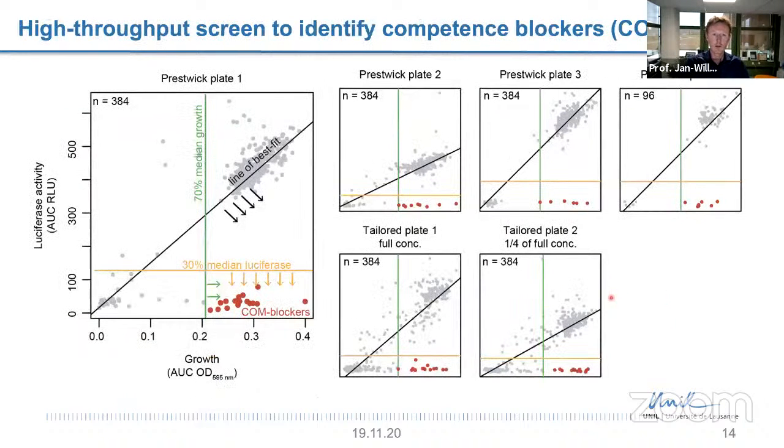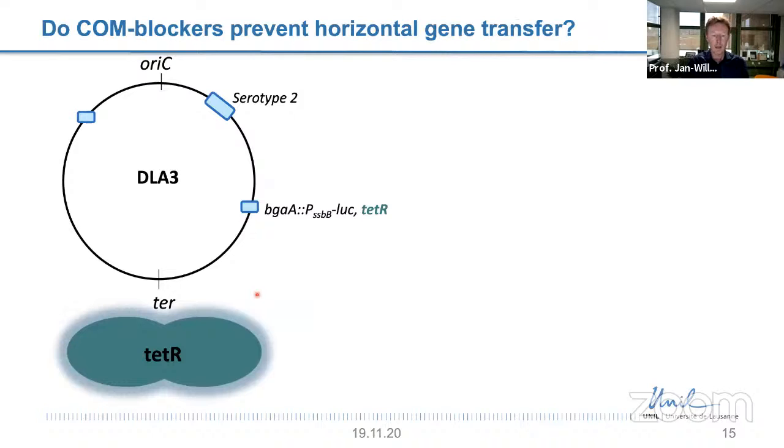So this is how typically these kinds of results look. Here are some of these potential competence blockers, or COM blockers as we call them. Here on the x-axis you have the growth, so the addition of these COM blockers does not really perturb growth. And here on the y-axis you have luciferase production, so competence development, and they do not produce competence anymore. So we were able to find quite a few of these COM blockers.